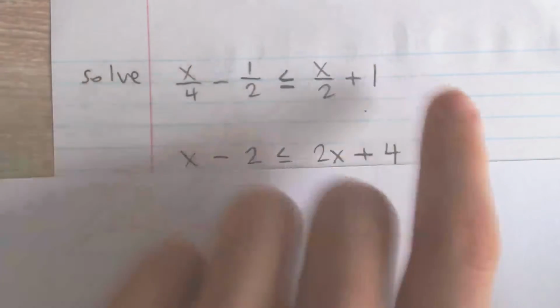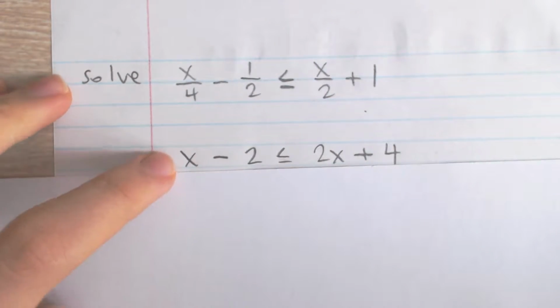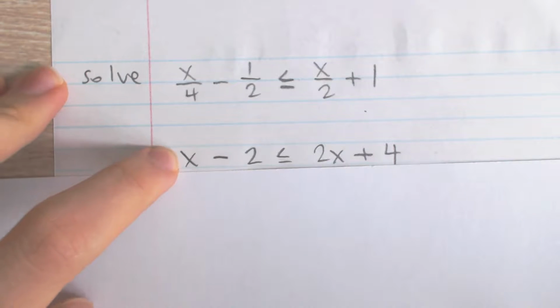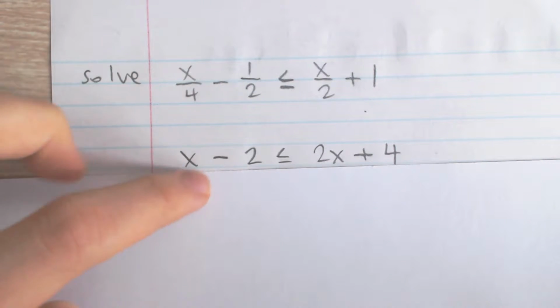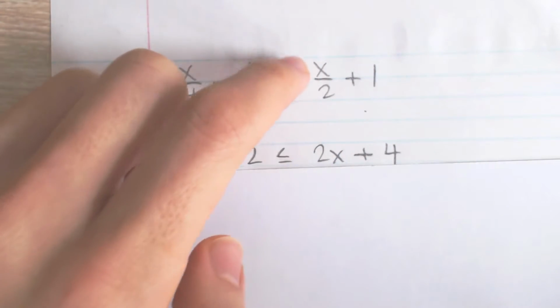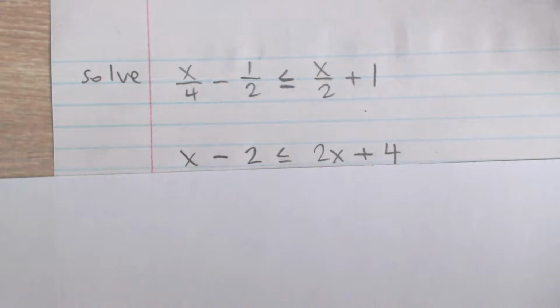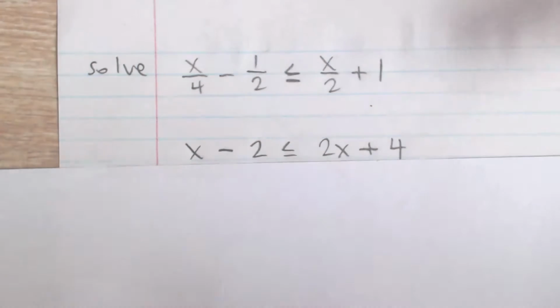So if I multiply both sides of the inequality by 4, in other words, multiply each term by 4: x over 4 times 4 is just x. Negative a half times 4 is negative 2. x over 2 times 4, the 2s cancel, and then another 2 gives 2x. And 1 times 4, of course, is 4. Now I have just a linear inequality, and I want to isolate x.